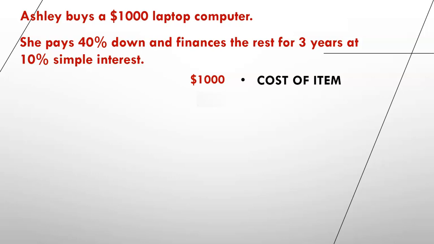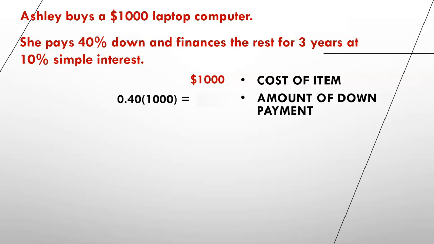We know how much the computer costs, that's $1,000, but we haven't been told the dollar amount of the down payment. We do know that she pays 40% down, which means 40% of the cost of the item, 40% of $1,000 she's going to pay down. So 40% times the $1,000 is $400 down. The rest of the cost will be financed. So how much will she have to borrow? Well, it costs $1,000. She puts $400 down. So $1,000 minus $400 is $600 left to borrow.